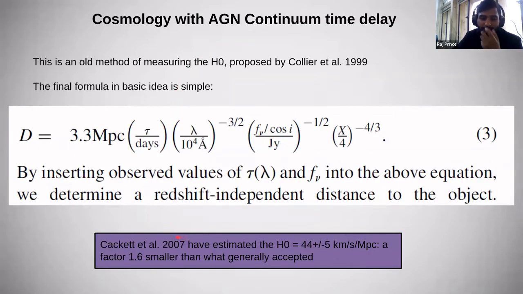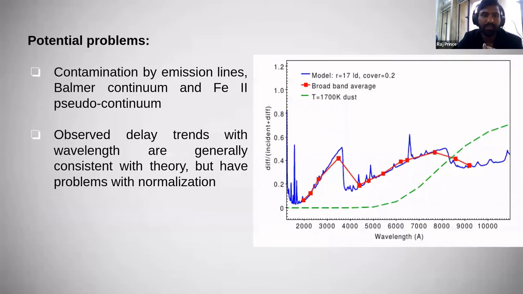So there was an attempt in 2007 to measure the H naught by using this expression and by using the continuum time delay. They measured the H naught around 44, which is around a factor of 1.6 smaller than what is predicted from the early universe measurement from the CMB. So that clearly suggests that there is some issue that has to be resolved before using this for cosmological purposes. So these are the important problems that we have to resolve.